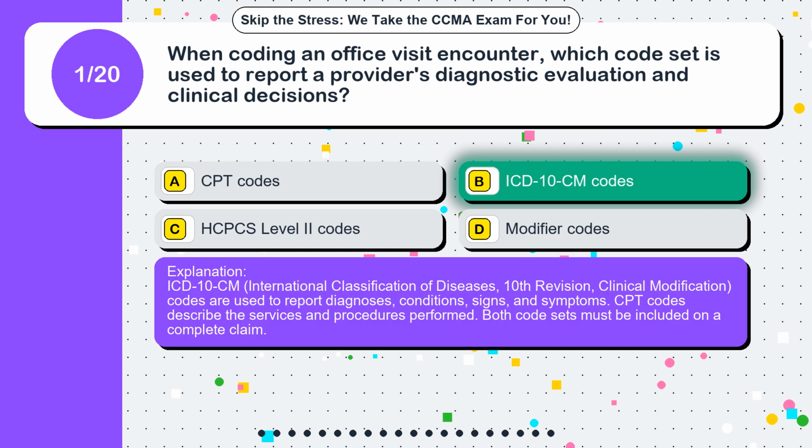ICD-10-CM, International Classification of Diseases, 10th revision, clinical modification, codes are used to report diagnoses, conditions, signs, and symptoms. CPT codes describe the services and procedures performed. Both code sets must be included on a complete claim.